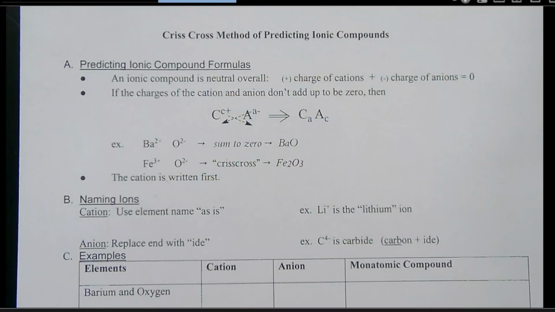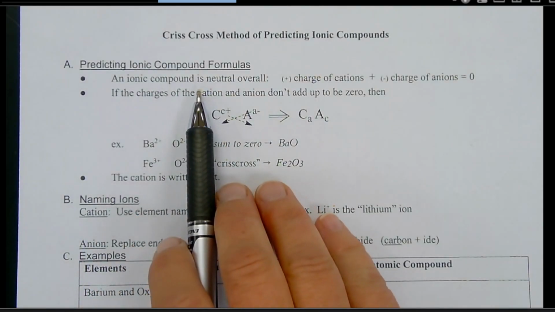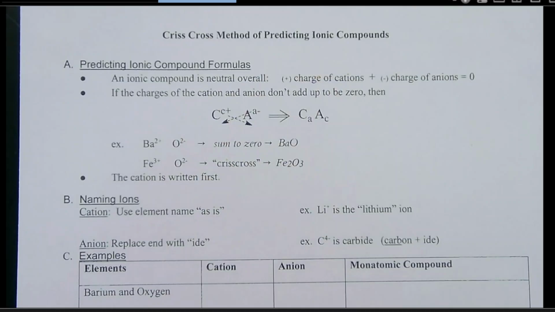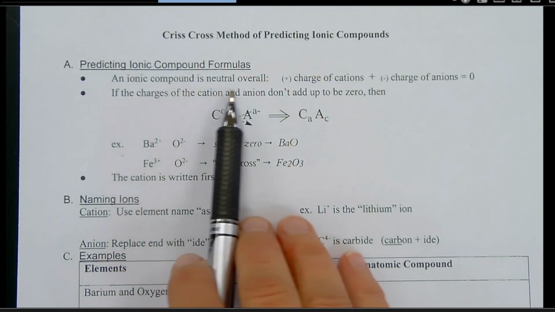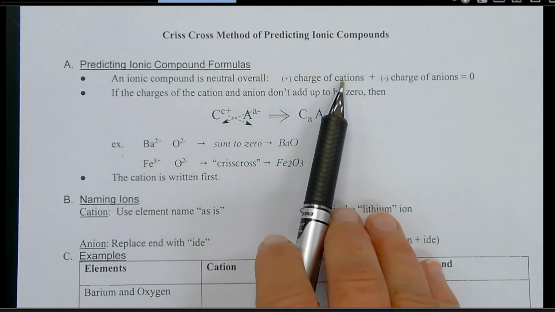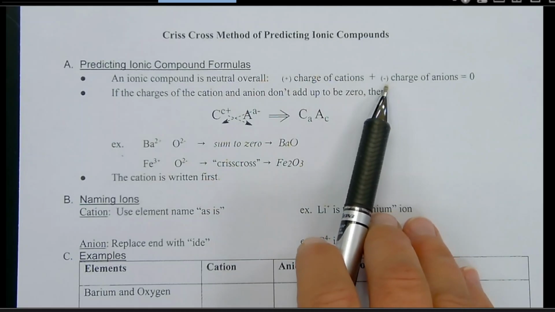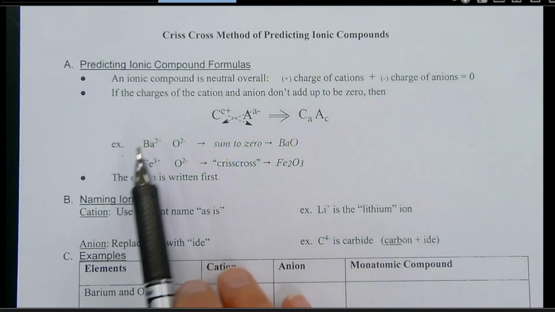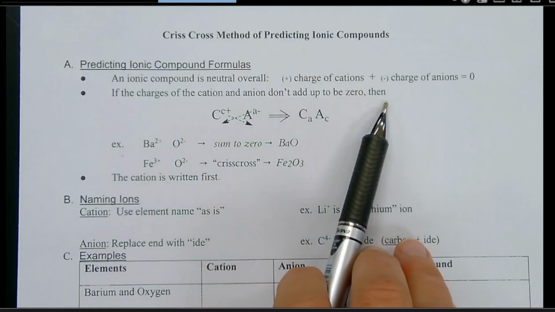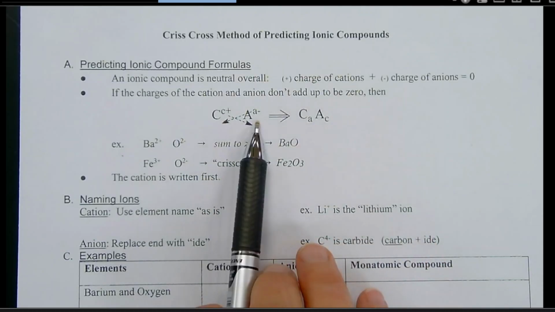There is a simpler, faster way to do this, and it's called the Criss Cross Method. It really makes it super fast to predict the ionic compounds as long as you know the charges. So let's go ahead and look. As we know, an ionic compound is neutral overall, which means the plus charge of the cations plus the negative charge of all the anions will equal 0. So if the charges of the cation and anion don't add up to 0, then you can crisscross.